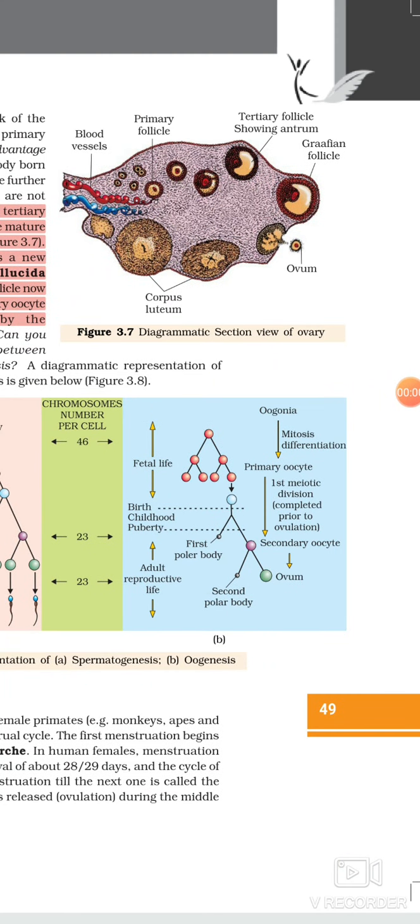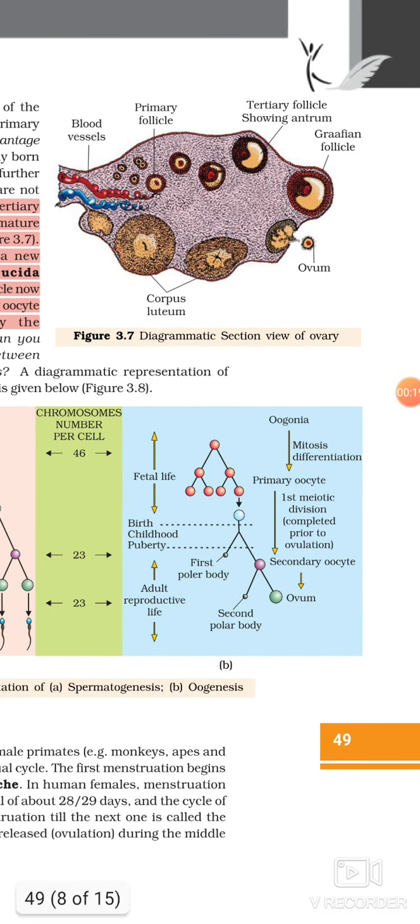So students, today in this module we are going to cover the topic oogenesis. Oogenesis is the process of the formation of the ovum in human females, a process by which the female gamete is produced and matured. So let's begin with the process.